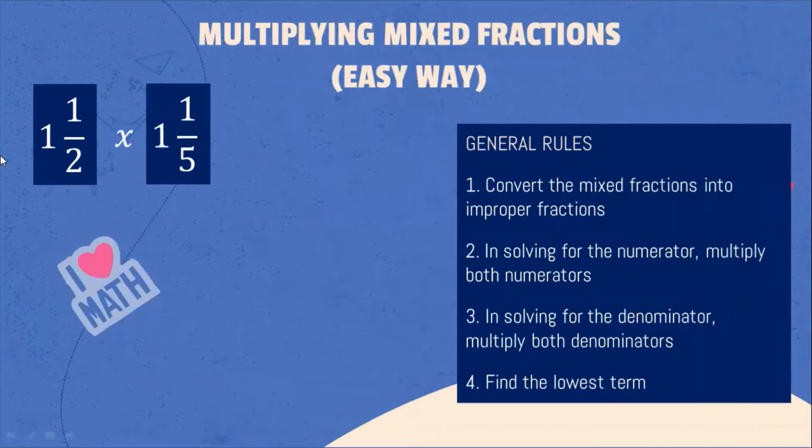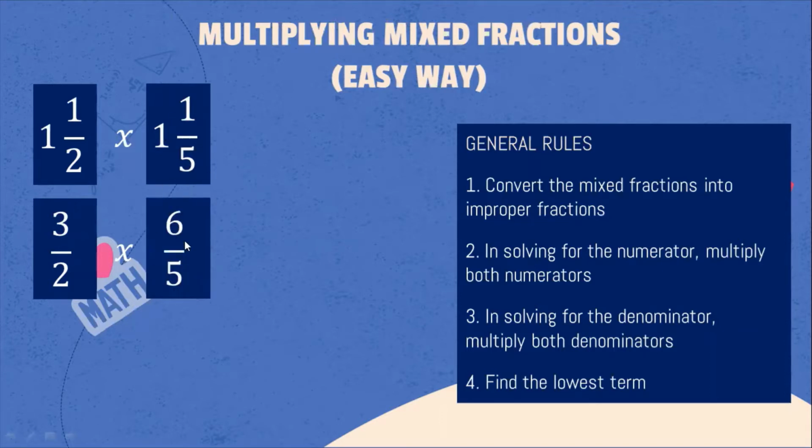1 and 1/2 multiplied by 1 and 1/5. What is the product? Let's now follow the rules. Number one, convert the mixed fractions into improper fractions. How do we convert? We simply multiply the denominator and the whole number, plus the numerator, to get the numerator. 2 times 1 is 2 plus 1, that is 3. Then copy the denominator. Next one, 5 times 1 is 5 plus 1, that is 6. Then copy the denominator, 6 over 5.